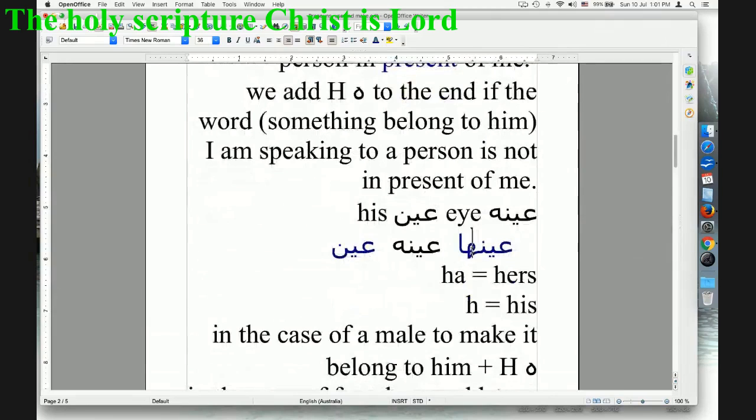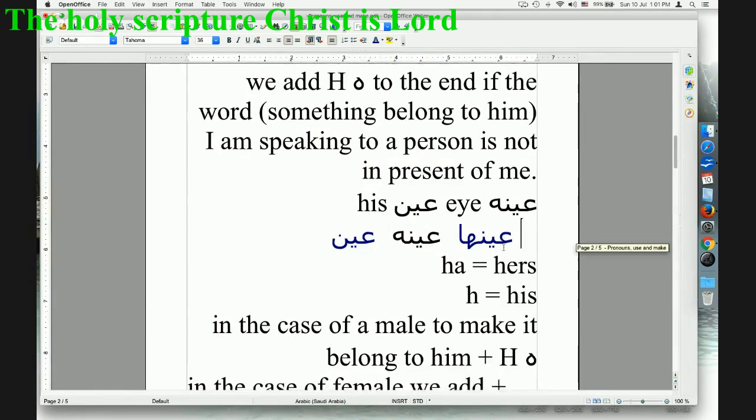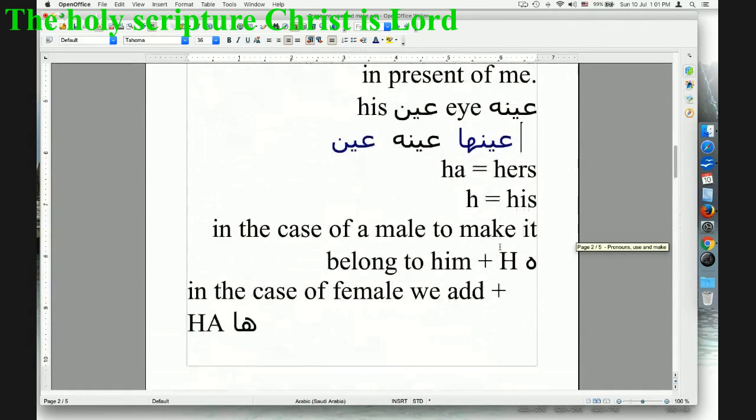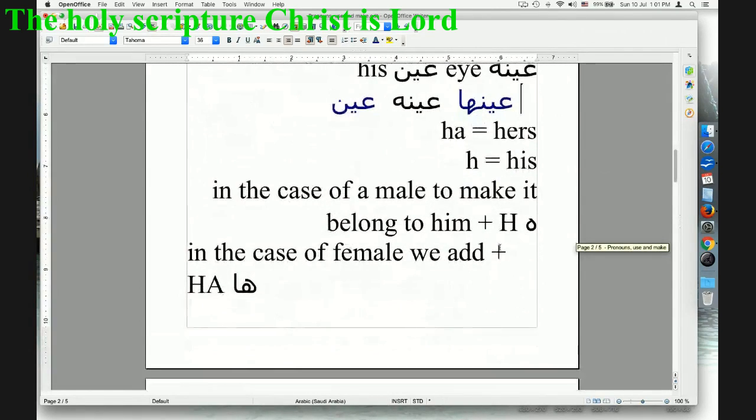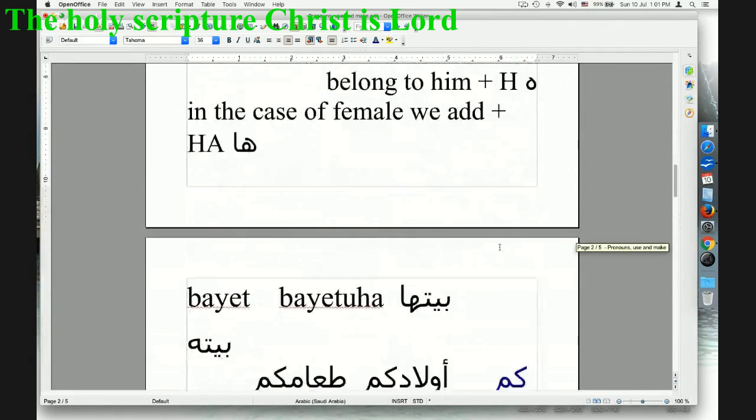All right. So the ha here makes it belong to that person. Ha alif is for a female, ha only without alif for an individual male. Here ha alif is for an individual female. So aynahu for a male, aynuha for a female, and that will make it hers, her, like her eye. All right. We said that already.